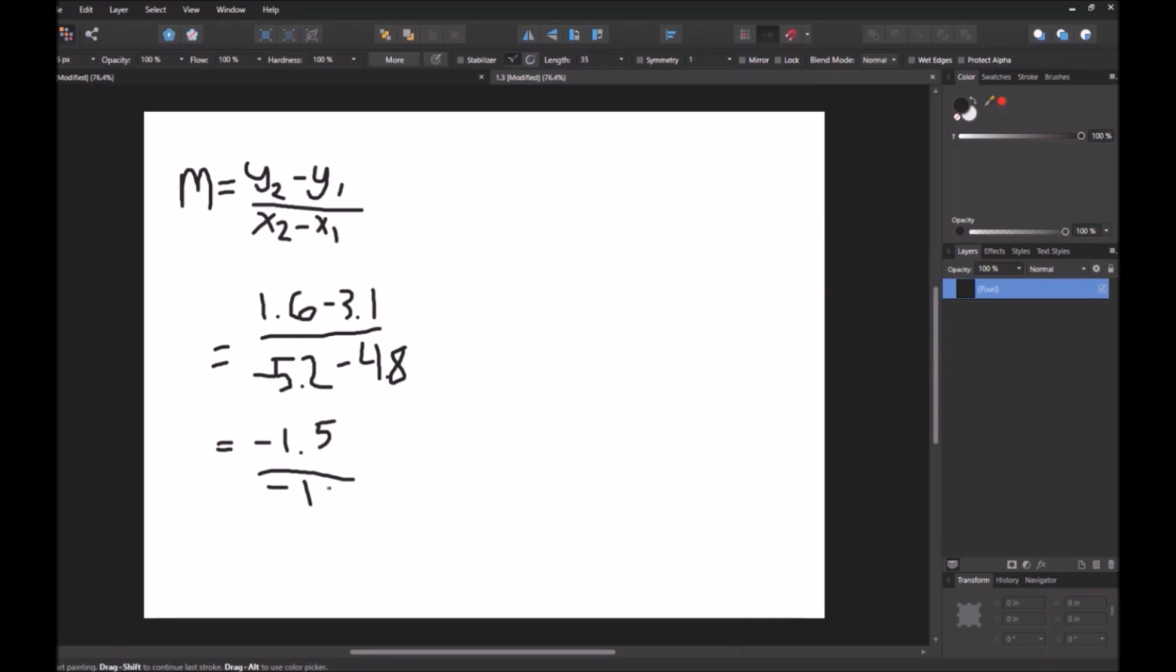Let me draw that 0 better. So these negative symbols are going to end up canceling out, because if you recall, a negative times a negative is a positive, and a negative divided by a negative is positive. And so when we divide these two, we get the slope is positive 0.15.